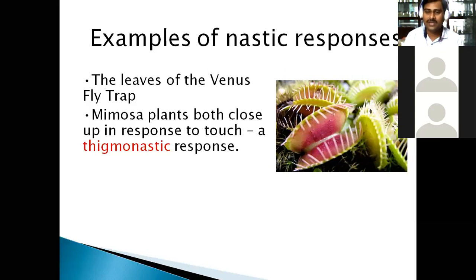But there is a difference only: both movements are expressed by touch. दोन्ही टच मध्ये होणार. But the seismonastic is related with nothing but the shrinkage of leaflet, and the other is related with nothing but the trap of insect. Insect ला trap करण्यासाठी. या दोघांमध्ये हा फरक आहे. Okay, so both are the nastic movement.